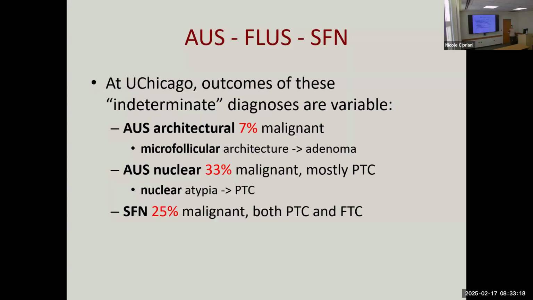So generally, if you have only microfollicular architecture, generally you're going to end up being a follicular adenoma. If you have nuclear atypia, your risk of being an actual papillary carcinoma is higher. And if you have that highly cellular solid kind of pattern, then you can end up being either papillary or follicular. And so we'll see what those look like.